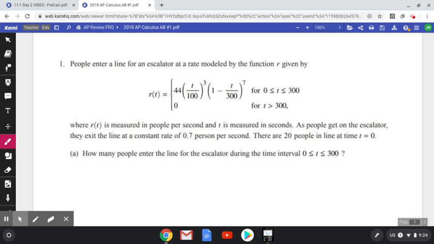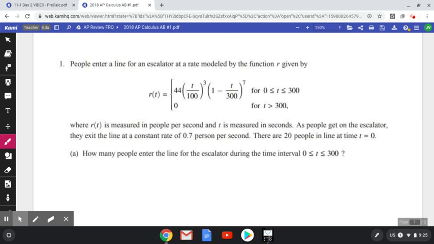In this example, we're going to work the 2018 AP Calculus AB free response question number 1. As this is the first question on the FRQ, this one's going to be calculator. Let's read the prompt, see if we can answer parts A, B, C, and D, and then I'll show you the work on the calculator as well.